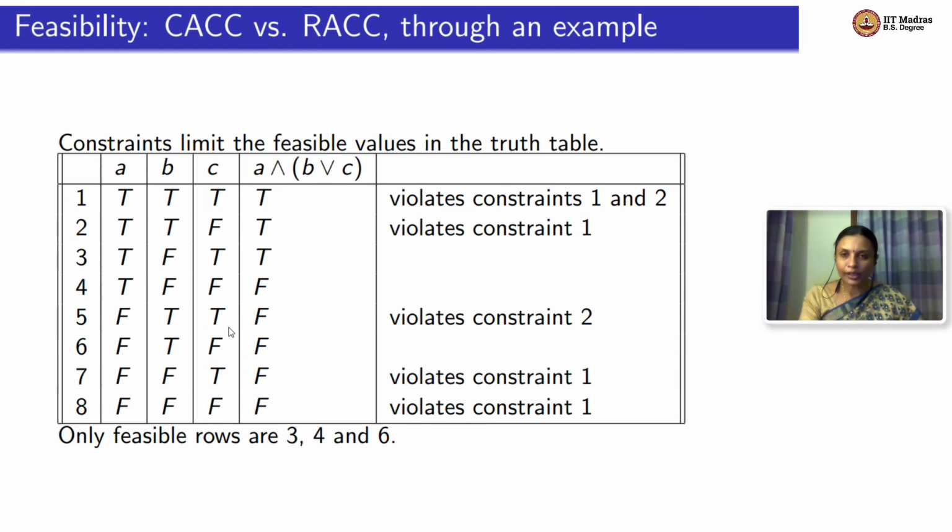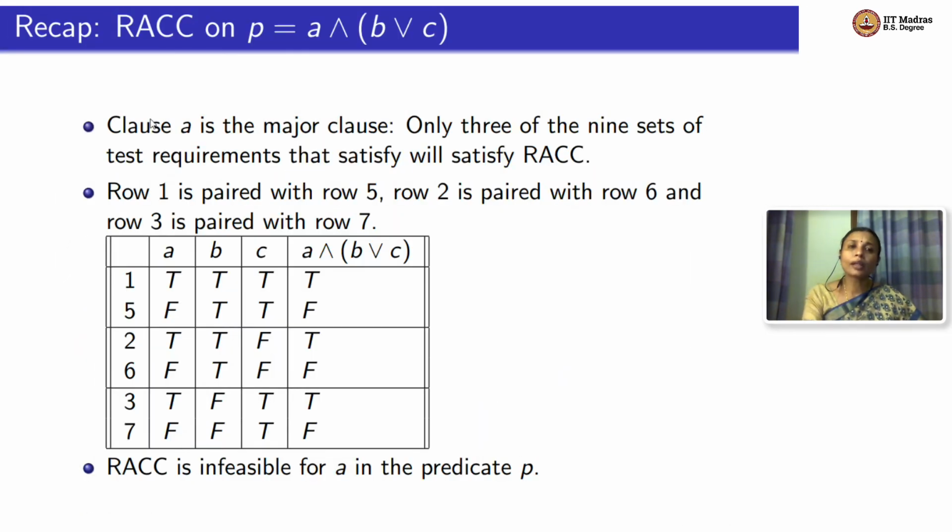Both the conditions are met. But let's look at restricted active clause coverage criteria on the predicate P with A as the major clause. Remember, we had written down row 1 paired with row 5, row 6 paired with row 2, and row 3 and 7 paired together. If you don't remember, I request you to please look at the slides and the video of last week. We had worked this out last time.